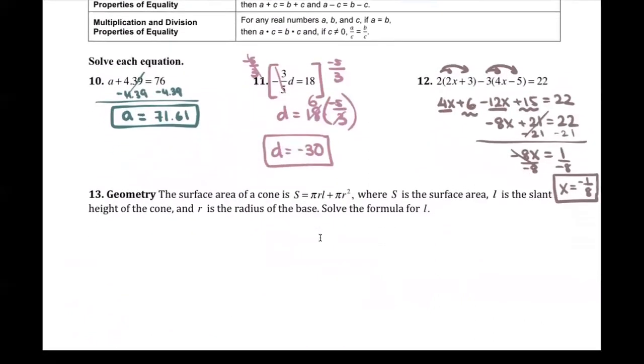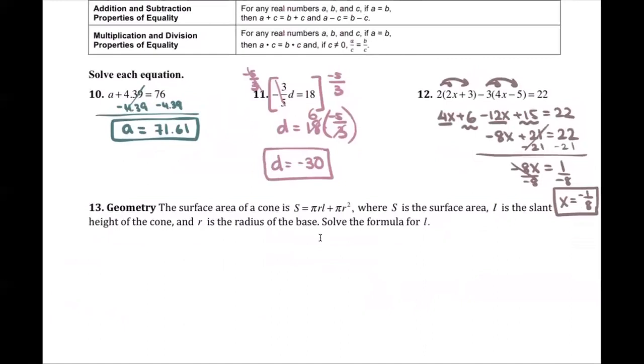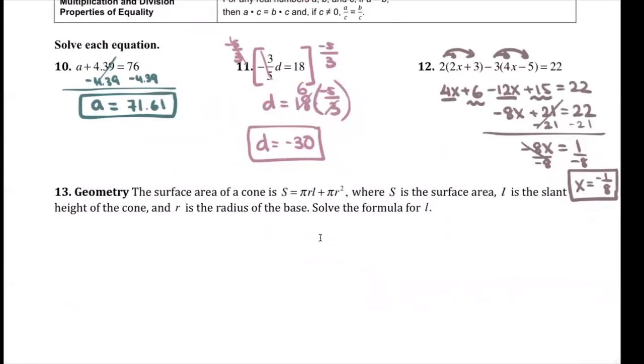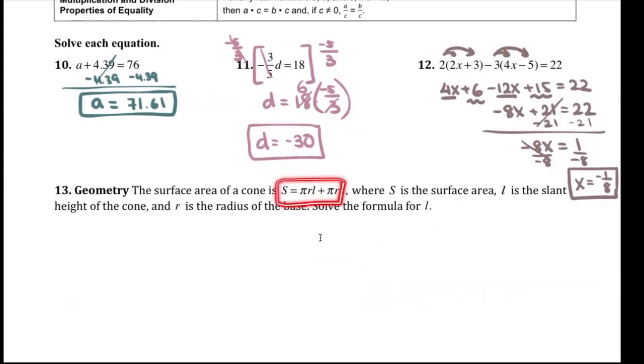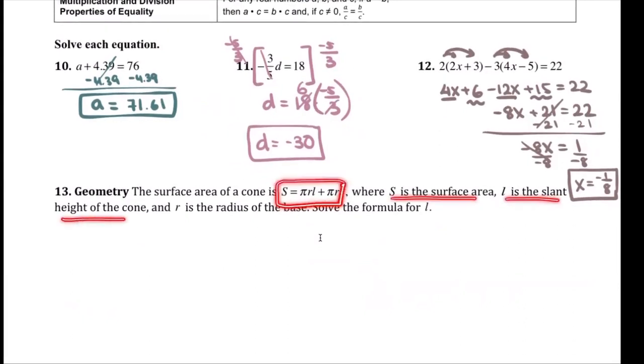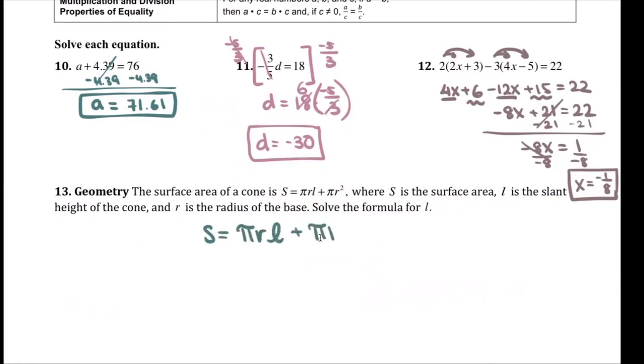Okay, we are on to our last problem here. All right, so number 13. It says the surface area of a cone is, and it gives us this formula. S is surface area, L is the slant height, and R is the radius of the base. Ooh, getting some geometry flashbacks. We want to solve the formula for L. So this guy right here, we've got to isolate. Let me rewrite the formula here so I can work with it a little easier. I want to isolate L.